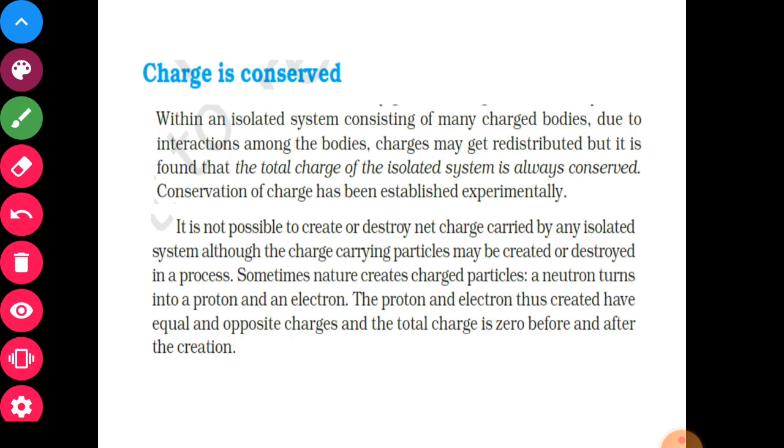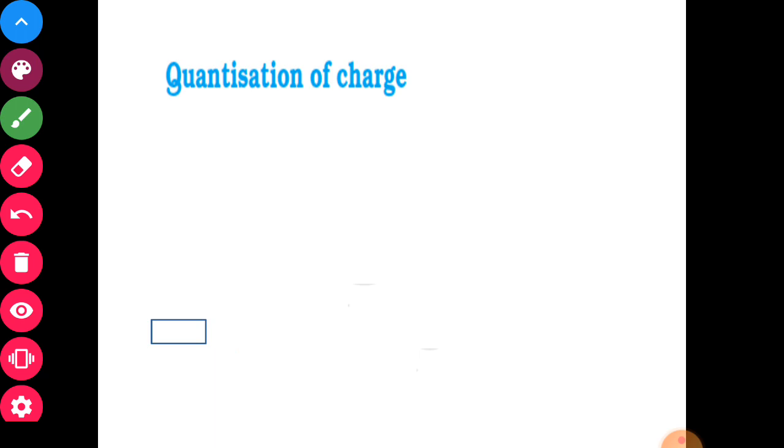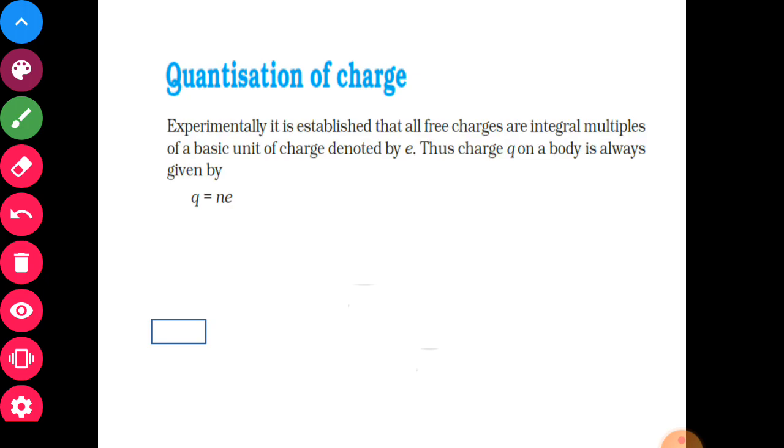So it is not possible to create or destroy the net charge carried by any isolated system. So in an isolated system, the total charge remains conserved. Okay. Now there is quantization of the charge. This is another very important property, you must have studied in your 10th standard. The total charge is always the integral multiple of the fundamental charge.